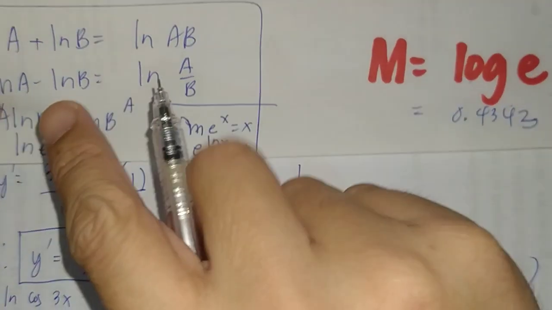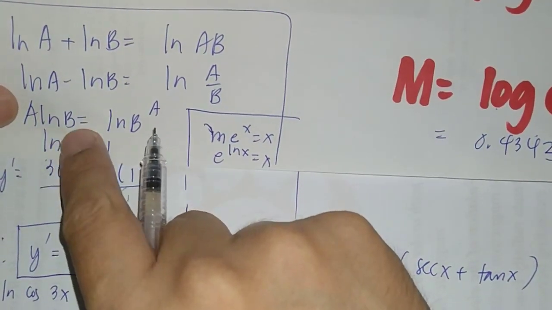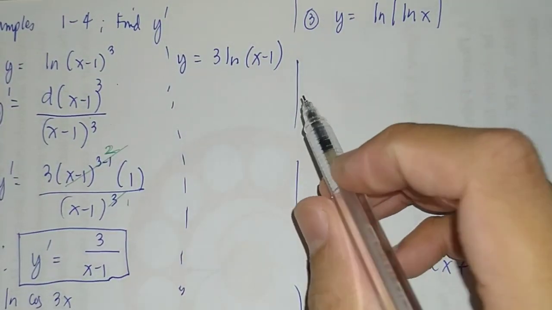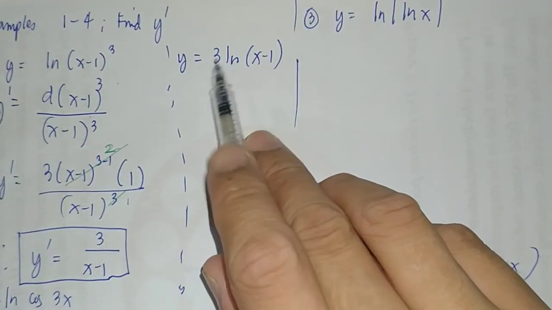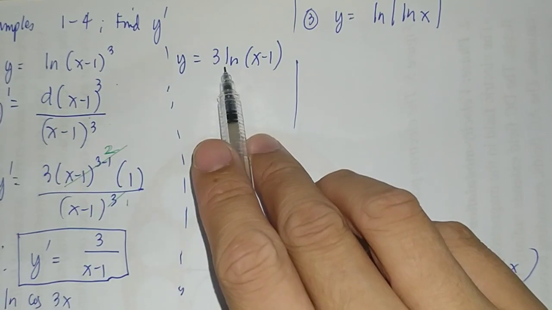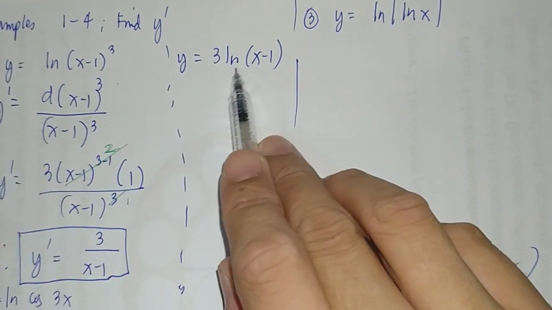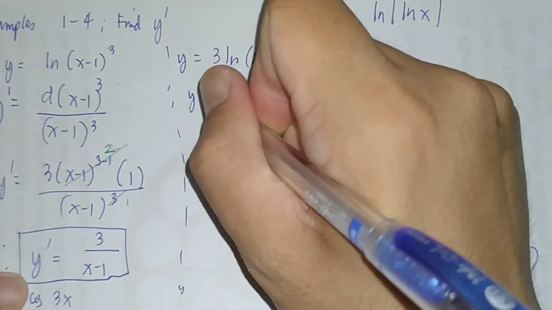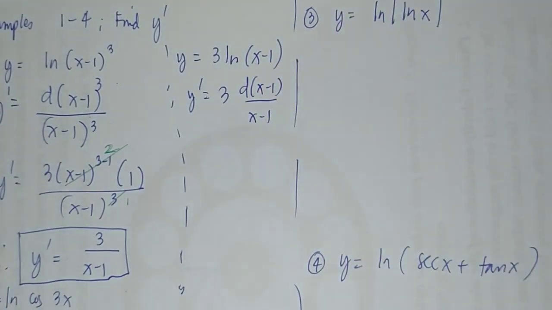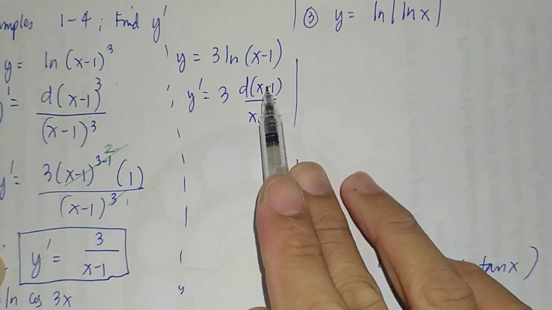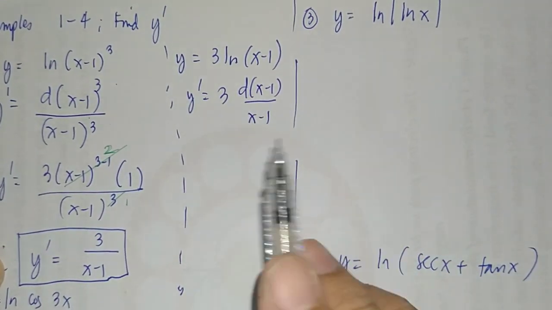So, using the property of logarithms that we have here, I will no longer use the general power formula. 3 is simply a constant and must be put outside the operator since I'm going to take the derivative. This is simply ln of u. So your y prime here is 3 times the derivative of x minus 1 over x minus 1. And what's the derivative of x minus 1? That's 1, times 3. So, 3 over x minus 1.